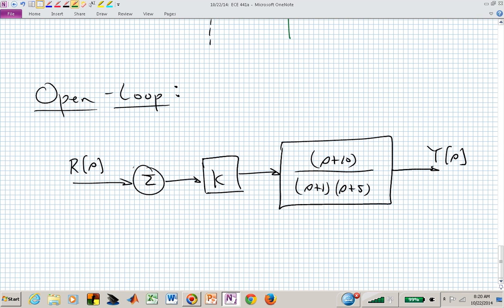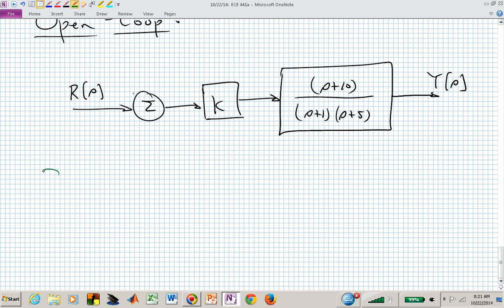Open loop meaning we're not feeding any information back and comparing it in any way. We're just injecting an excitation signal, a reference input, and seeing what happens. We may adjust the gain K, and that will simply amplify our signals, but it's really not going to change the dynamics. How can we figure out what's going to happen? Suppose now somebody says, what's the system behavior of this system?